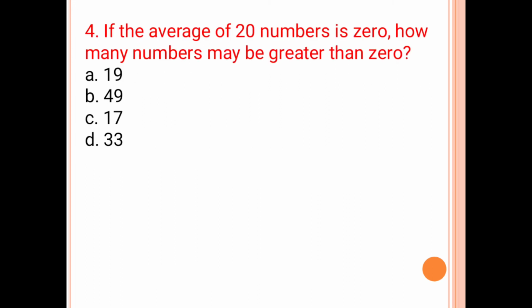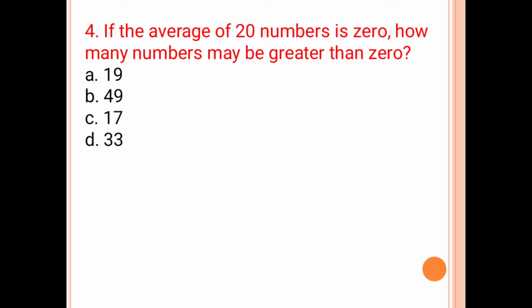So now we can go for another problem. If the average of 20 numbers is 0, how many numbers may be greater than 0? Okay, what are the 4 options given? A is 19, B is 49, C is 17, D is 33.